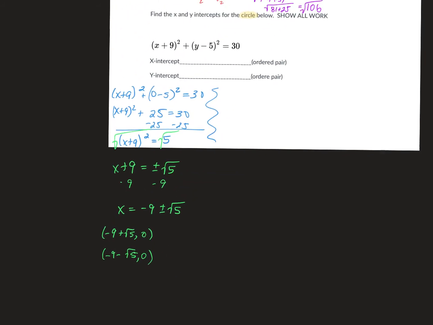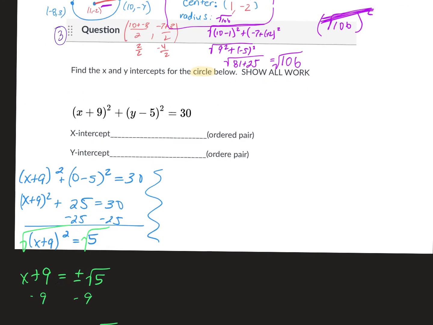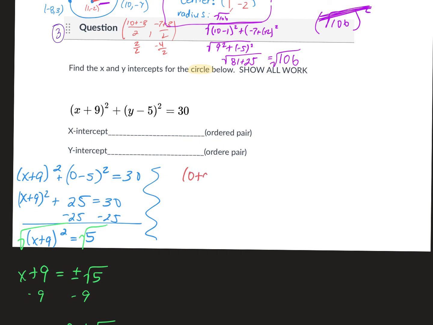All right, so now we're going to do the exact same thing like Andrew just told us, but instead of plugging in 0 for y, we're going to plug in 0 for x. So I have 0 plus 9 squared plus y minus 5 quantity squared equals 30. What is 0 plus 9? 9, and then 9 squared is 81, plus y minus 5 quantity squared equals 30.